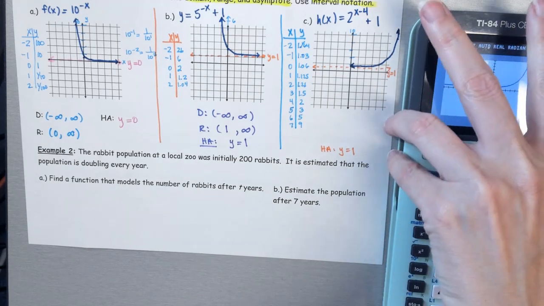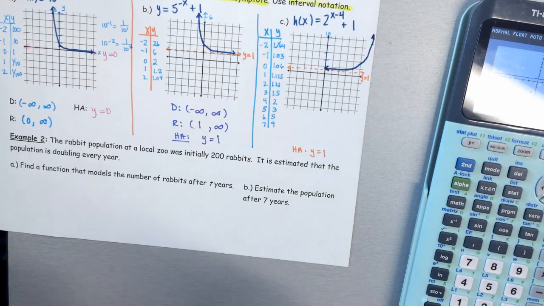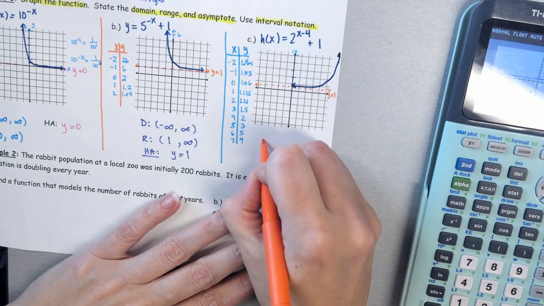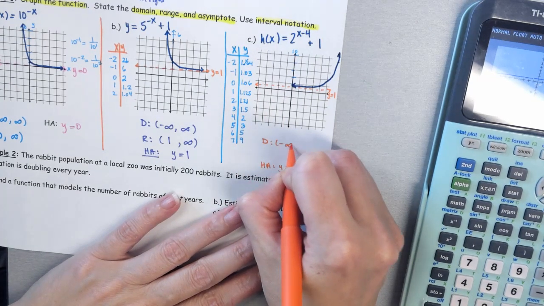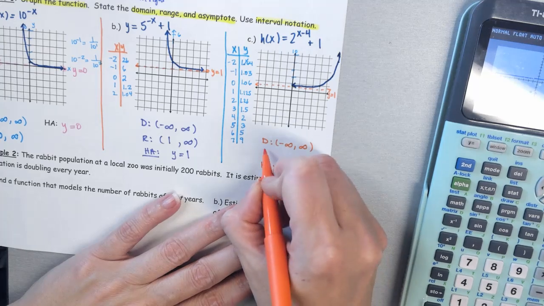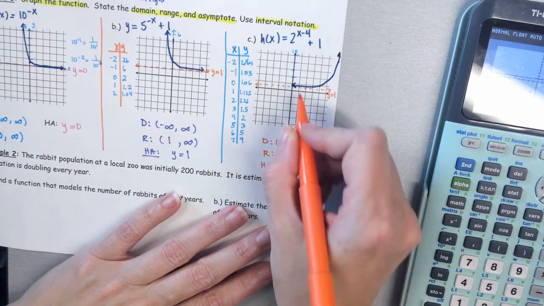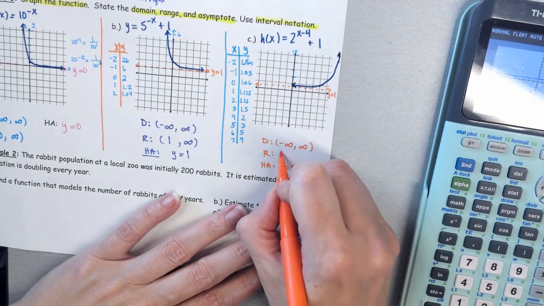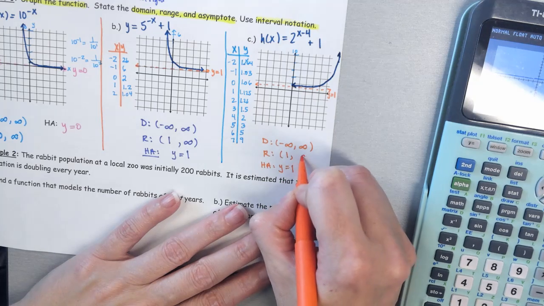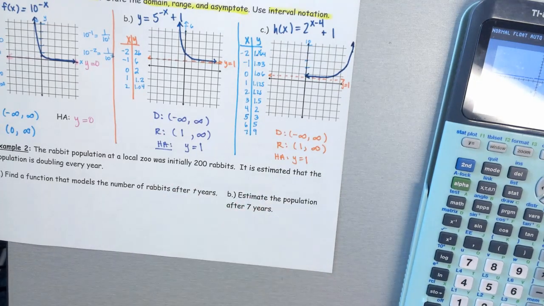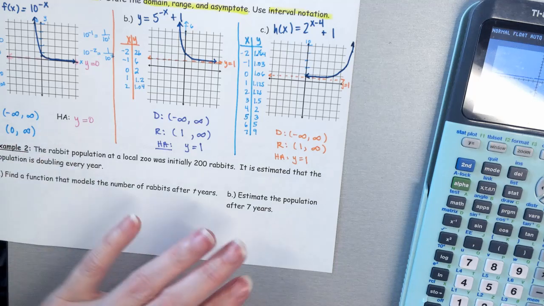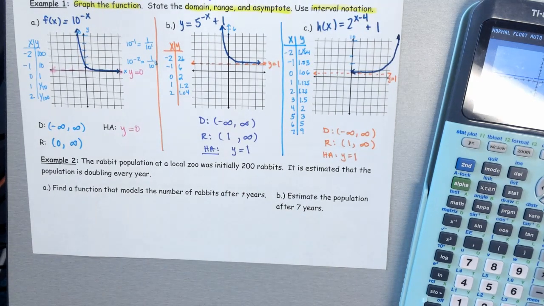Okay, and then domain is still all real numbers. And your range, even though it is decay, the lowest value is going to be what? 1. The highest value, infinity. Okay, so domain, range, horizontal axis.